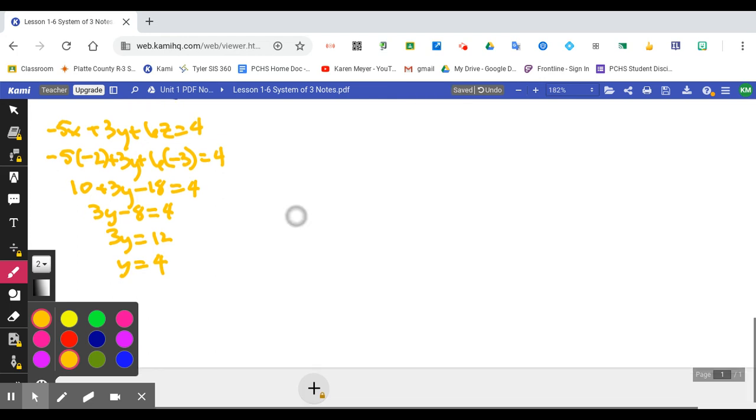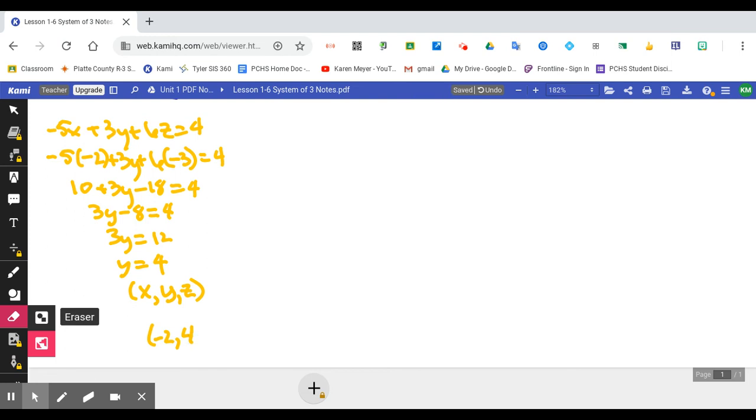Yay! To write our final answer, we want to write it as a triple ordered. So we're going to write x, y, and z. You always write it in alphabetical order. So our answer would be -2, 4, -3.